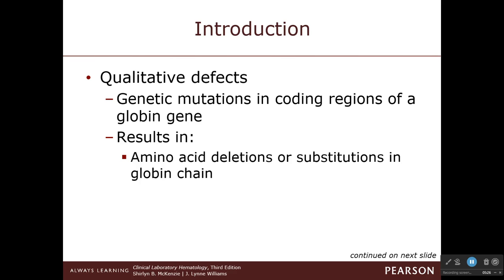What's an intron? They're just like excess nucleic acids. They don't really have any code or anything in them.